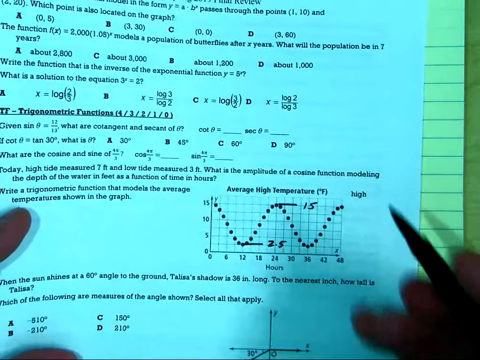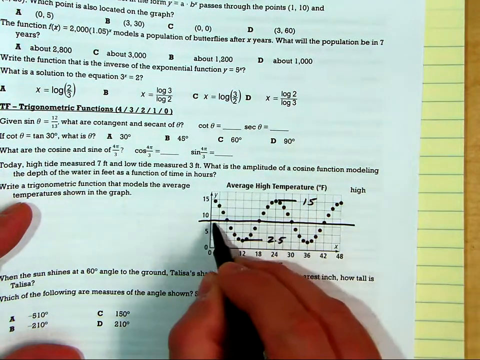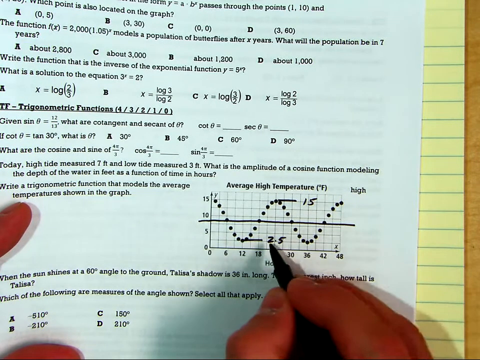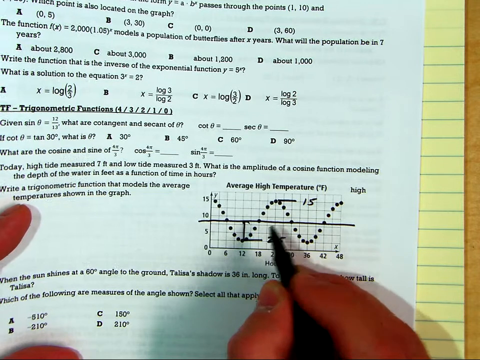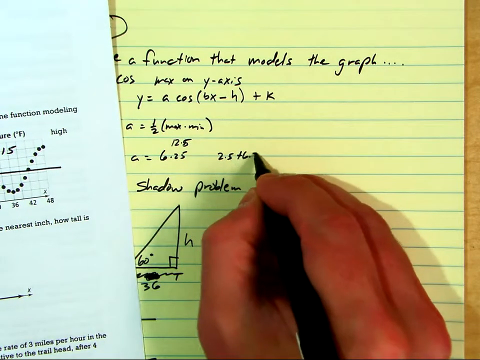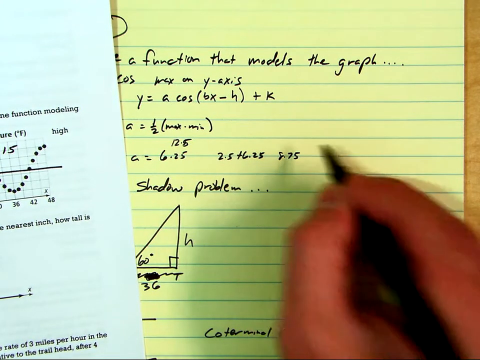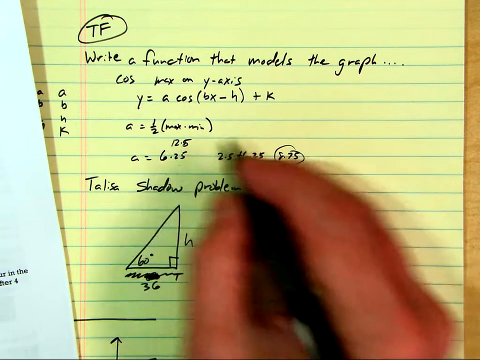Now, to find the midline, it looks like it's between 7.5 and 10, right? To find the midline, you just take your amplitude and add it to your min. So I'm going to take 2.5 plus 6.25. This is to find the midline. Isn't that 8.75? Okay, so our K is equal to 8.75.